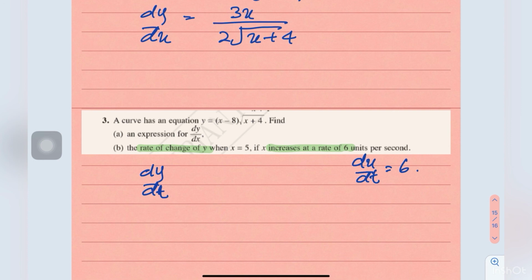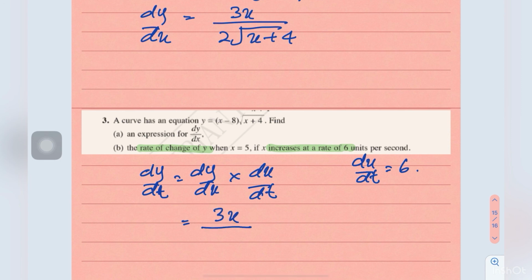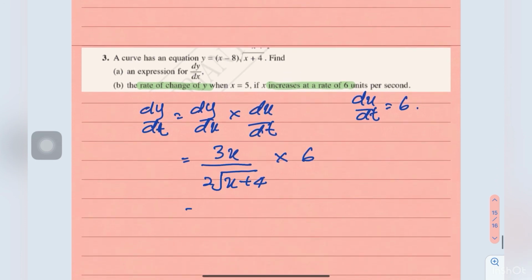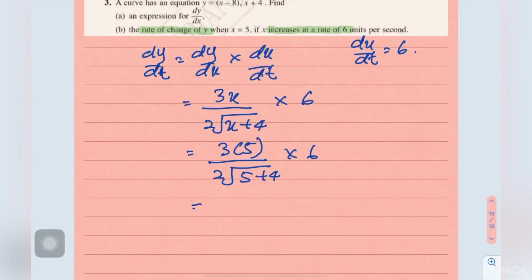Now we have the chain rule, dy/dt equals dy/dx times dx/dt. So dy/dx is just now from the previous question. So 3x over 2 square root of (x plus 4), times 6. Okay, here given x equals 5. So we just substitute x equals 5. 2 times square root of (5 plus 4). Okay, 15 times 6 over 2 times 3. Okay, so the final answer is 15.